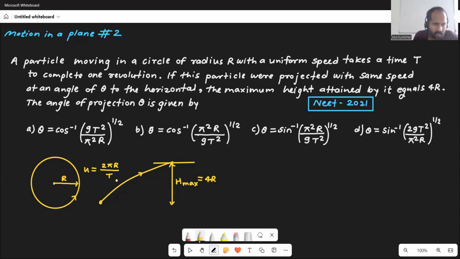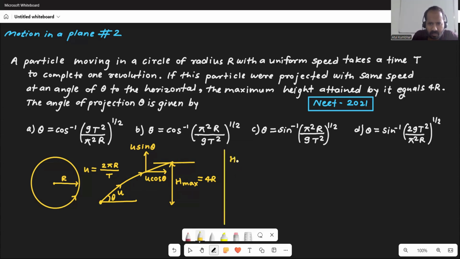Then it possesses that same velocity, let's say u, right? As it is in projectile motion, it is at some angle theta with the horizontal. So it will have two components of velocity. The first one is the vertical component, u sine theta, then the horizontal component will be u cos theta. I hope you know the resolution of that. So h max is 4r. We'll use that relation over here.